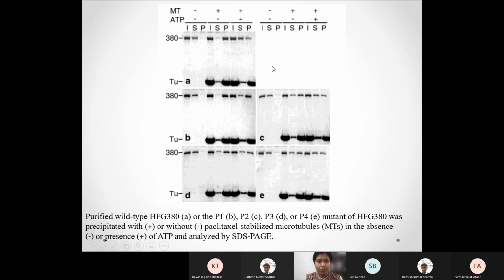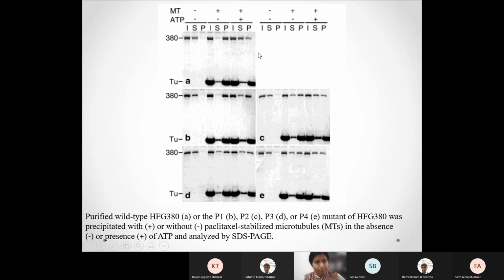what they did. They took microtubules, they took these dyneins, mixed them in the presence or absence of ATP, and then tried to see how much dynein is associated with the microtubule and how much of it is free. So in the absence of ATP, most of the wild type dynein is associated with microtubule. And so is the case with all the mutants of the AAA domains.